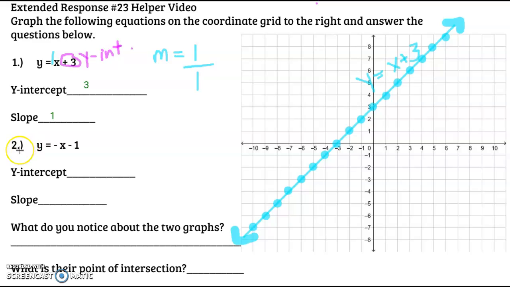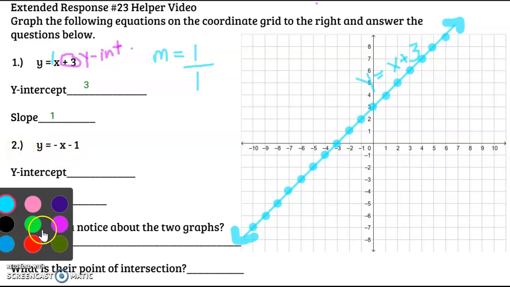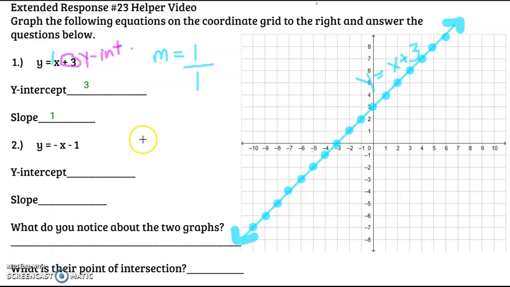Now I'm going to look at number 2. Number 2 says y equals negative x minus 1. I'm going to change colors on my graph. I'm going to do a purple. That'll be easier to see. My y-intercept is always this number here. It's the second number, so it's negative 1. And my slope, even though there's nothing in front, there's a negative sign, but remember your slope is always a coefficient of 1 if there's not a number in front of the x. So right now my slope is negative 1 because there's a negative sign there.